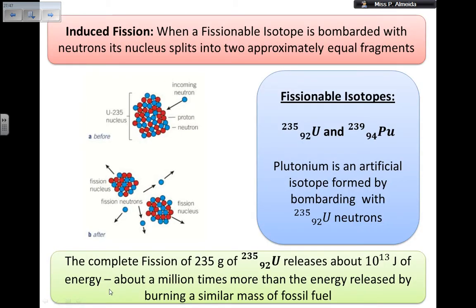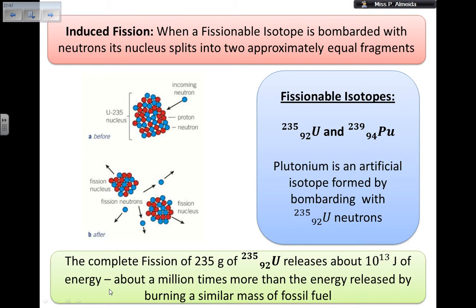Okay. So induced fission. So what happens is when I have a large nucleus, I can make it undergo fission. So that means that I have a fissionable isotope and I'm going to bombard it with a neutron, and this is going to make that very large nucleus that was already unstable split apart into two smaller fragments, okay?